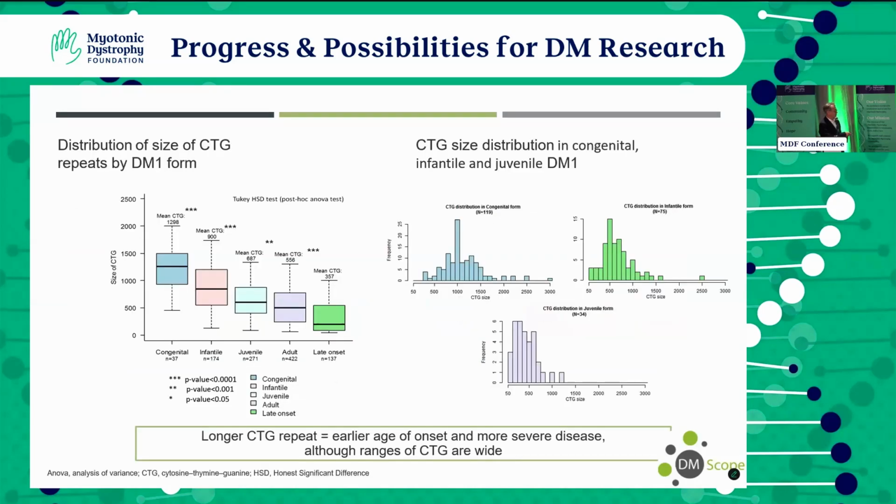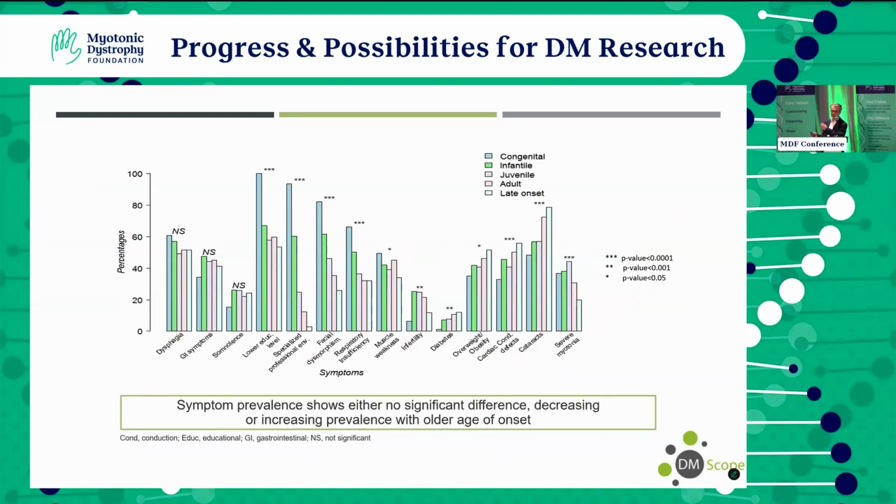Why? Because all of these subgroups differ significantly, at least at the genetic level. This is at the group level. Of course, the CTG size cannot be used individually to predict the phenotype or the clinical characteristics of a patient. These are the characteristics of the patients.